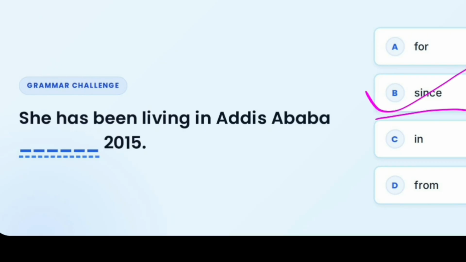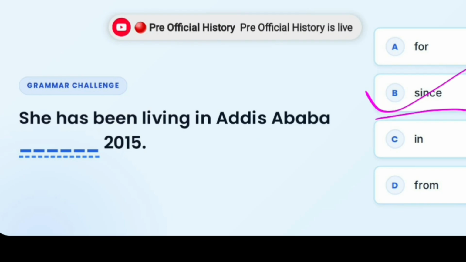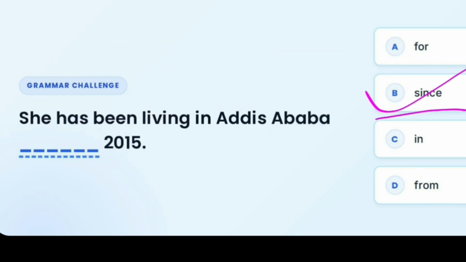Let's see its reasons. Present perfect continuous uses since to point to a specific starting moment in time. For this reason, she has been living in Addis Ababa since 2015. So 2015 is a starting point. For this reason, choice B is the correct answer.